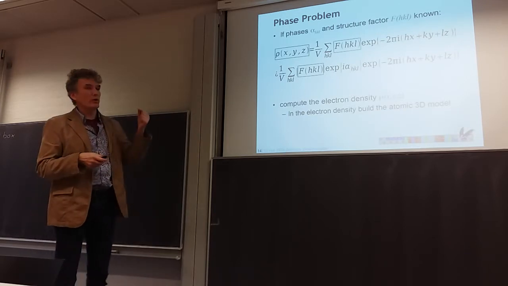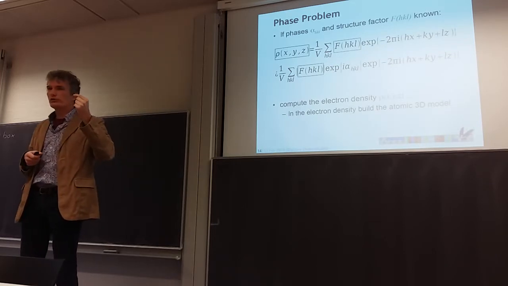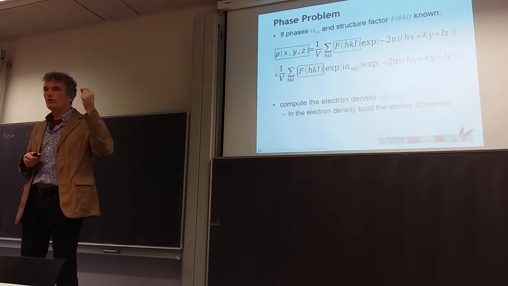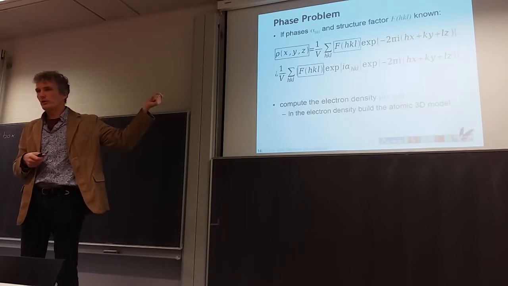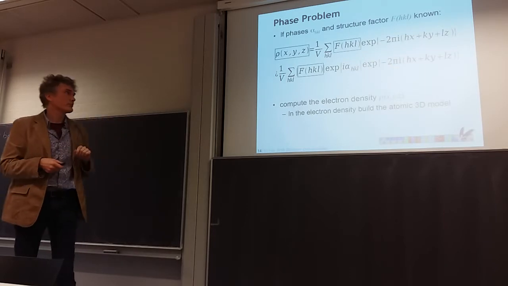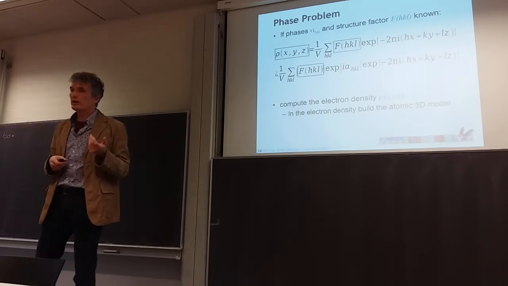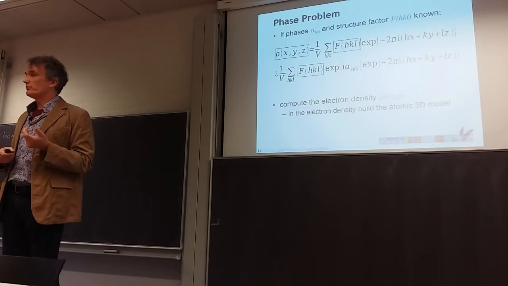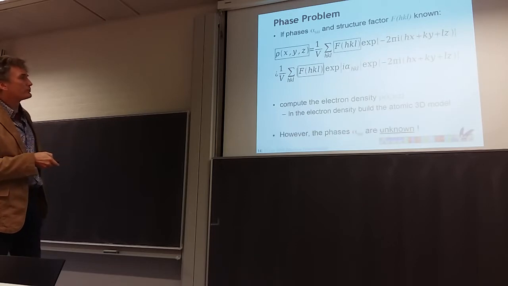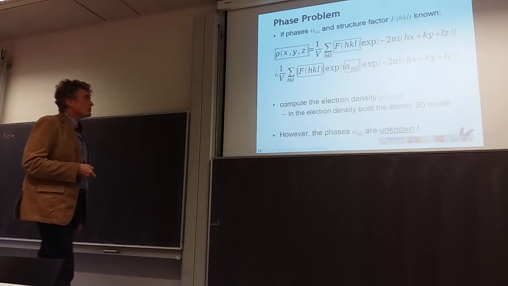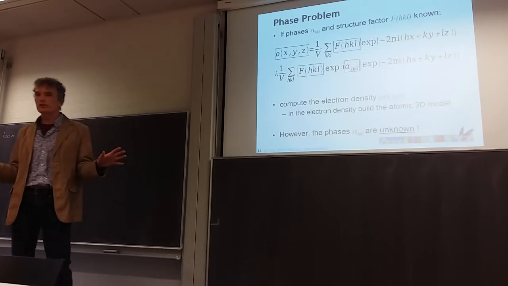So in addition to knowing how bright the spot is, you should also know what the phase of the wave was at that spot relative to the phase of the incoming radiation. Unfortunately, in crystallography, with this X-ray radiation, we cannot measure that. So we have only this part of the information and not that part. If we would have that, it's easy, you do the reverse transform, you have your electron densities, you're done. If you don't.